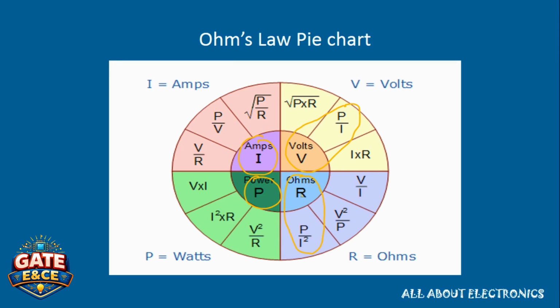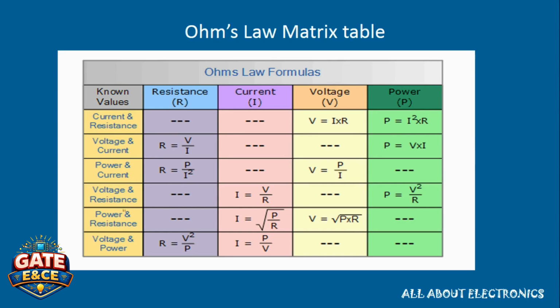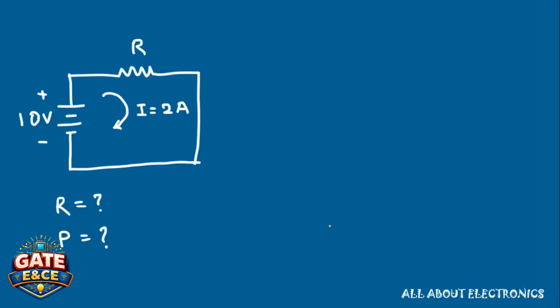So let's say we know power and resistor in the circuit, then we can find the current by square root of P divided by R, and the voltage is given by square root of P into R. So in this way, if we know any two quantities, we can find the other two. So let's take an example based on this relationship.